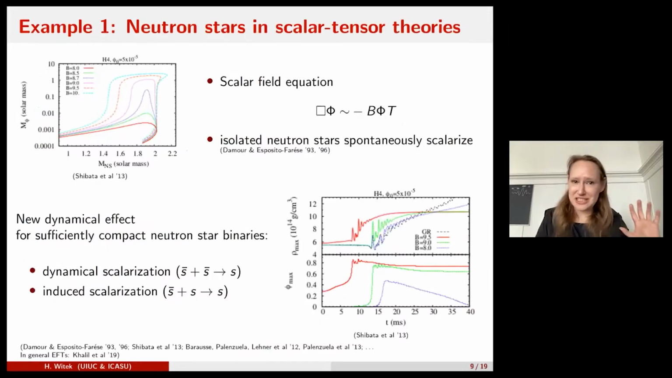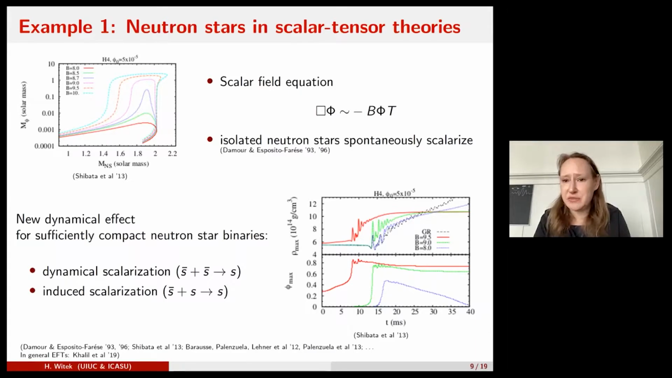That's the first slide here for scalar tensor theories, and I'm particularly interested here in neutron stars. I'm not going to write down the action, but let me write down the scalar field equation up here, where we see that the scalar field obeys some kind of Klein-Gordon equation with an effective mass term, where B is a parameter and T is the trace of the energy momentum tensor for your neutron star. It turns out that B times T basically gives you an effective mass squared.